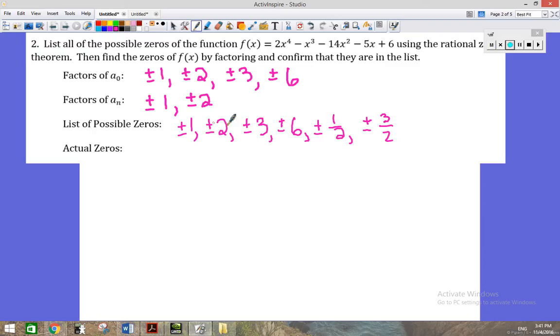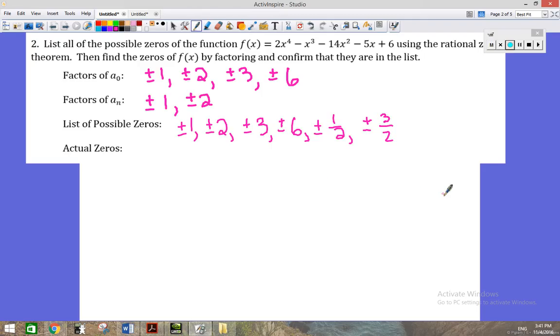So here's my list of possible zeros. I don't know if any of them are actually going to turn out to be zeros of this function, but if the graph crosses the x-axis at a rational number, it'll be in this list. So let's see if we can find an x-intercept, a zero of this function.